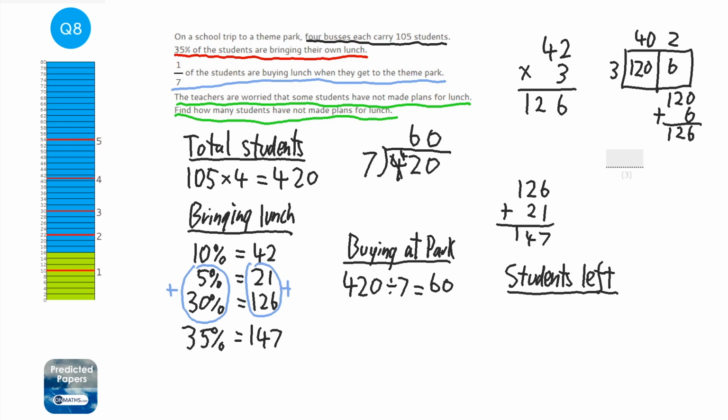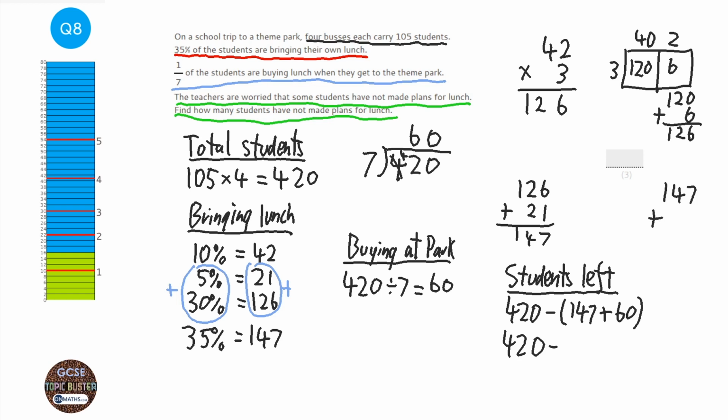So we're going to do the amount of students, which is 420, take away the people who are bringing lunch, plus the people who are buying it in the park. So we need to work out what that is. So it's 147 plus 60. So 7 plus 0 is 7. That's going to be 10. And so that's going to be 207.